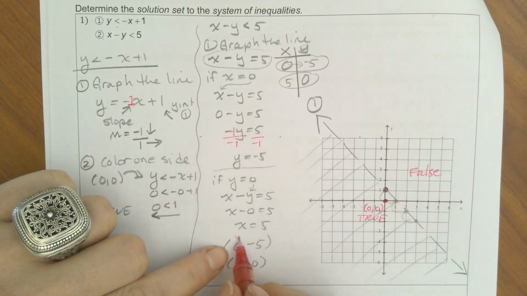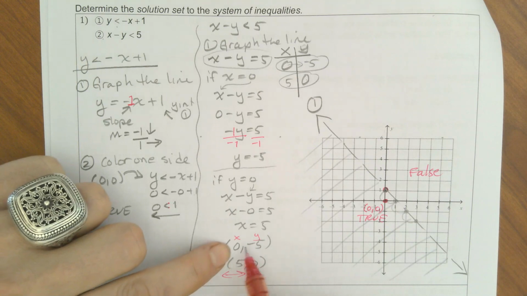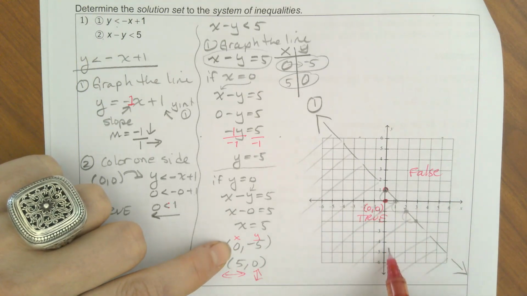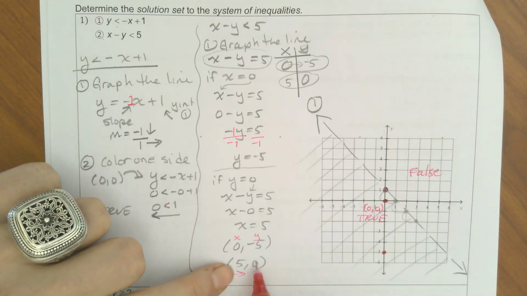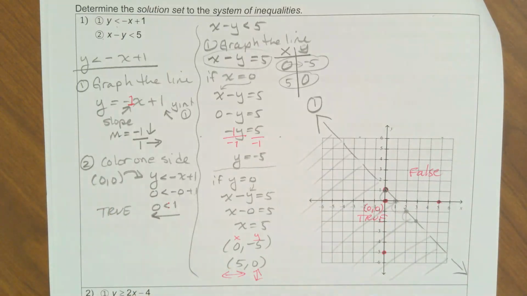So this is x, this is y. X goes this way, y goes up and down. So it says don't go left and right, just go down 5. There. This says go 5 right, but don't go up and down. Okay, so there's our 2 points.